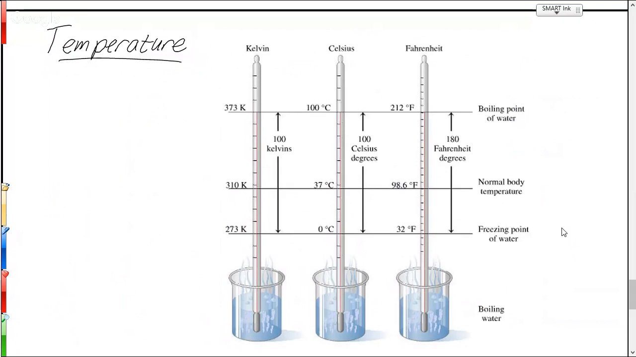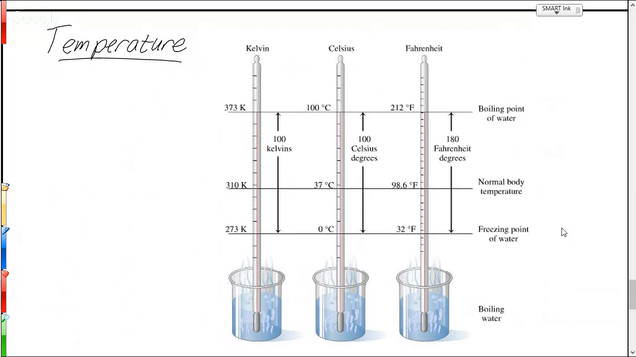Why it's useful? Yeah, the Kelvin is the only one that doesn't have negative numbers. So 0 Kelvin is the absolute bottom of the temperature scale, which is called absolute zero, and it's when molecules stop moving. And so you can't go any lower than that because temperature is a measure of molecular motion. So what is that useful for? Who uses that the most?